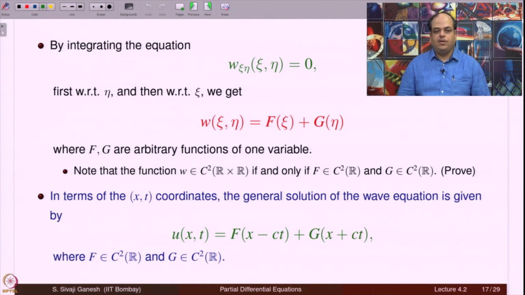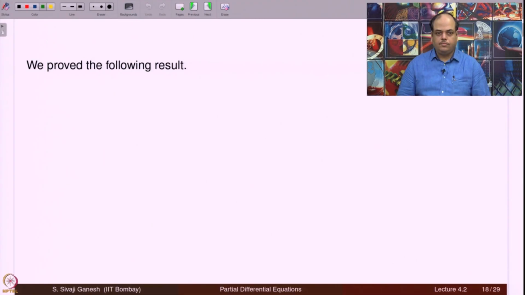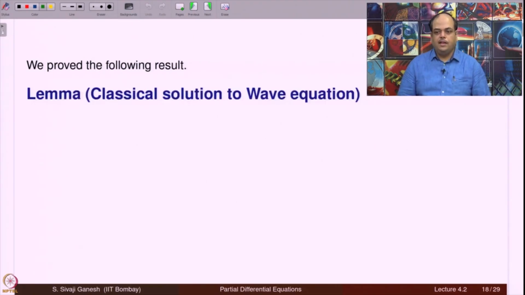So, in terms of the x-t coordinates, the general solution of the wave equation is given by, go back and substitute for xi equal to x minus ct and eta equal to x plus ct. So, we get this, where F is C2 and G is C2.